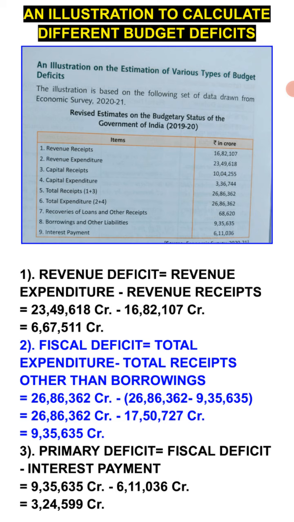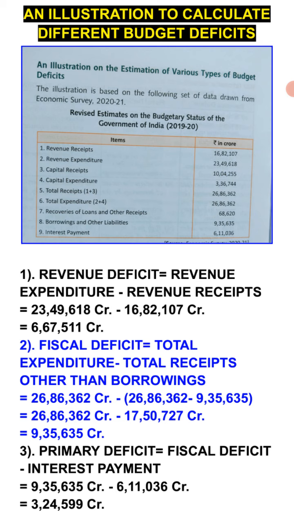16,82,107 crore from the value of 23,49,618 crore. So we will get the revenue deficit of 6,67,500 crore. Thereafter the fiscal deficit: total expenditure, that is given in the sixth point, minus total receipts other than the borrowing.